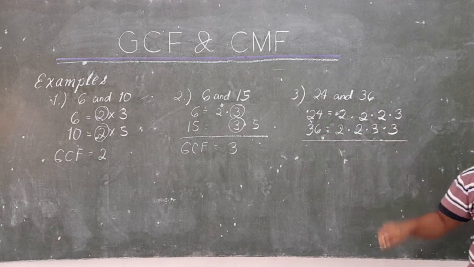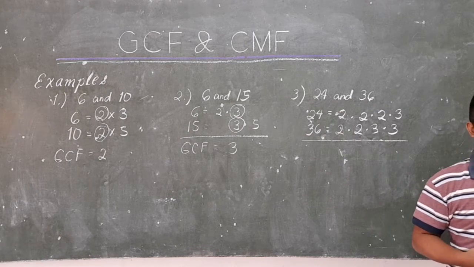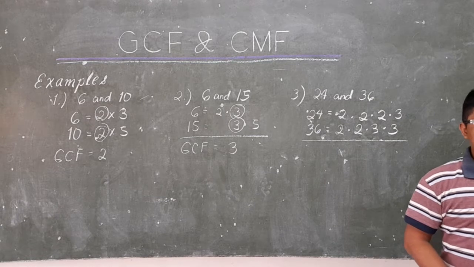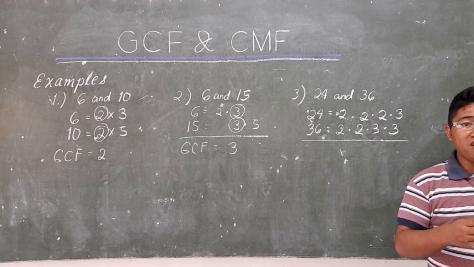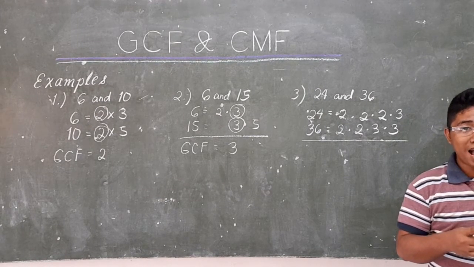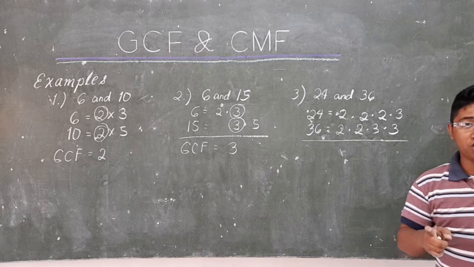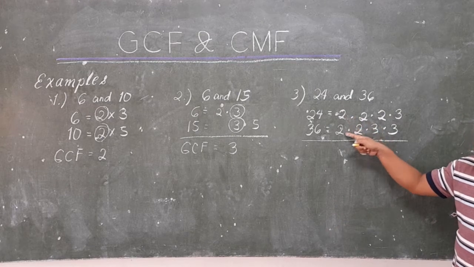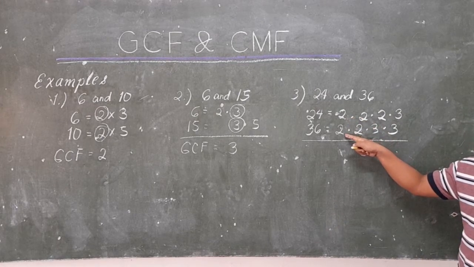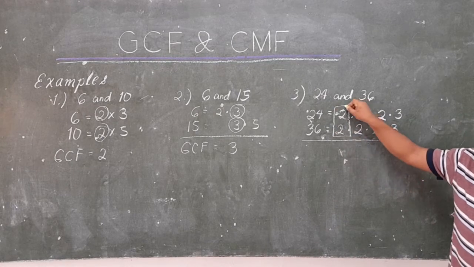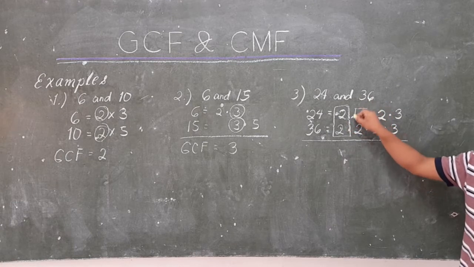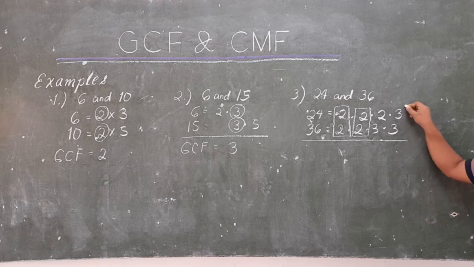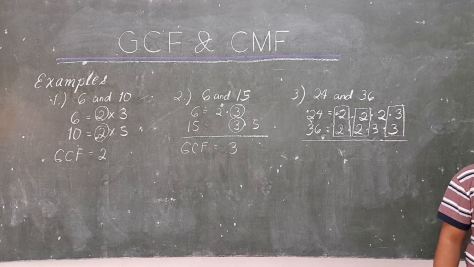Is there any common factor here in the given two numbers? Of course, yes. So we determine the common factors of the two numbers by encircling the common ones, by aligning them with each other. So only one 2 is common, the other 2s and 2 and 3 are not common. And 3 is also aligned, so it is a common factor.